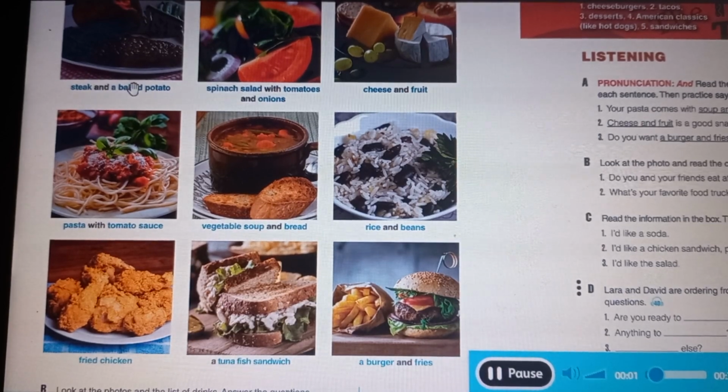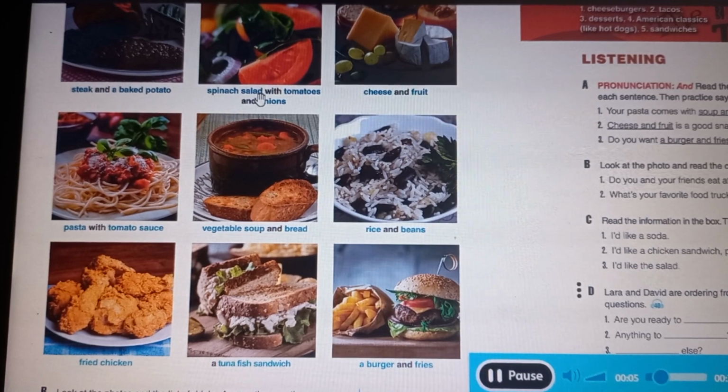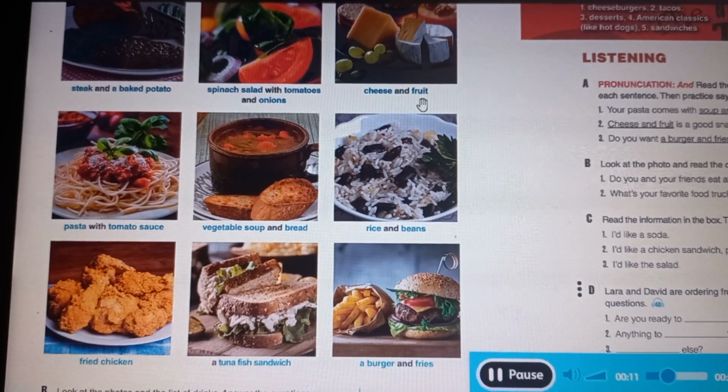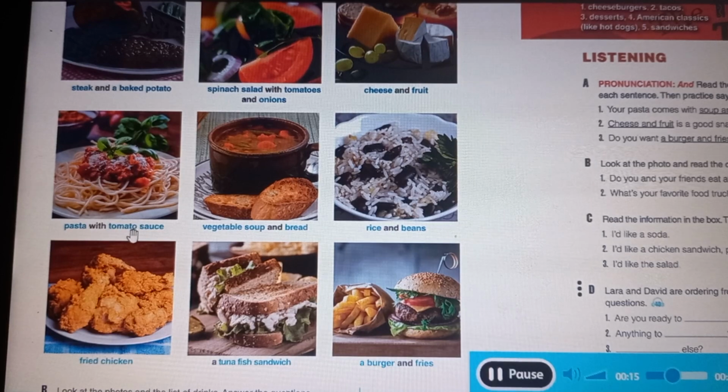Steak and a baked potato. Spinach salad with tomatoes and onions. Cheese and fruit. Pasta with tomato sauce. Vegetable soup and bread.